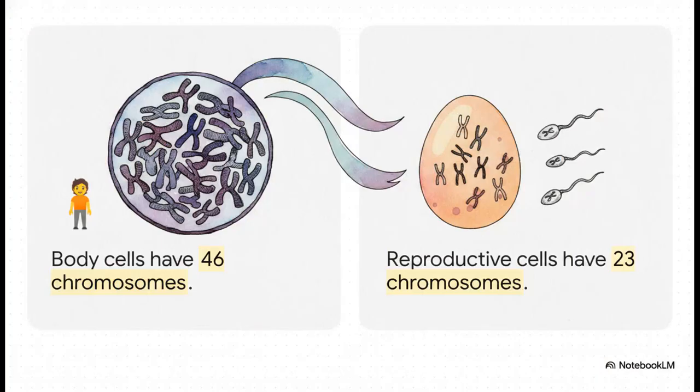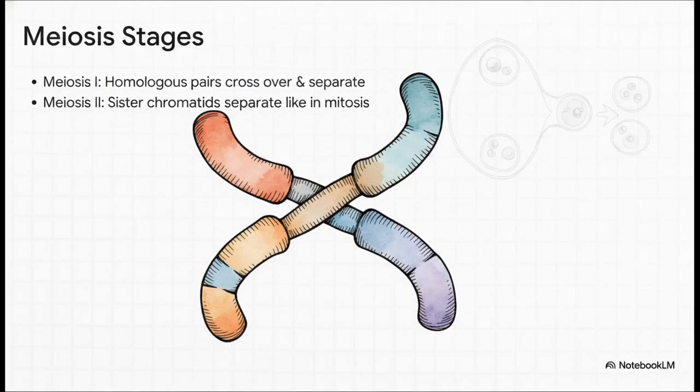Now here's the vital piece of genetic math you absolutely need to remember. A standard human body cell has 46 chromosomes, but a reproductive cell only has 23. Meiosis literally has to reduce the chromosome count by exactly half. Why? So that when two reproductive cells eventually combine, the resulting life gets right back to that correct magic number of 46. To make this math work, meiosis happens in two massive waves.